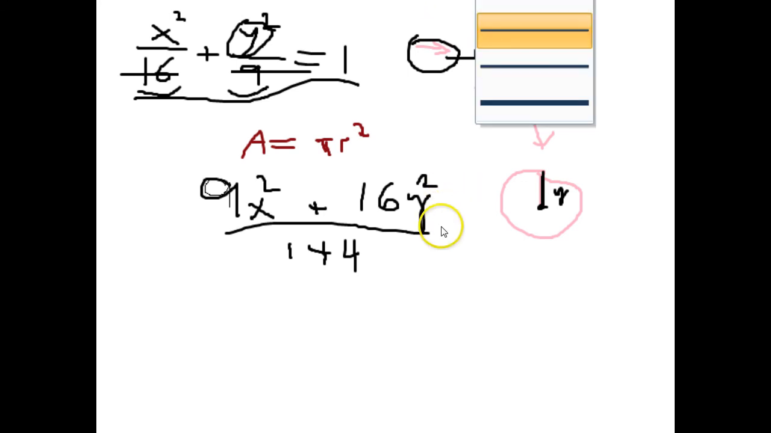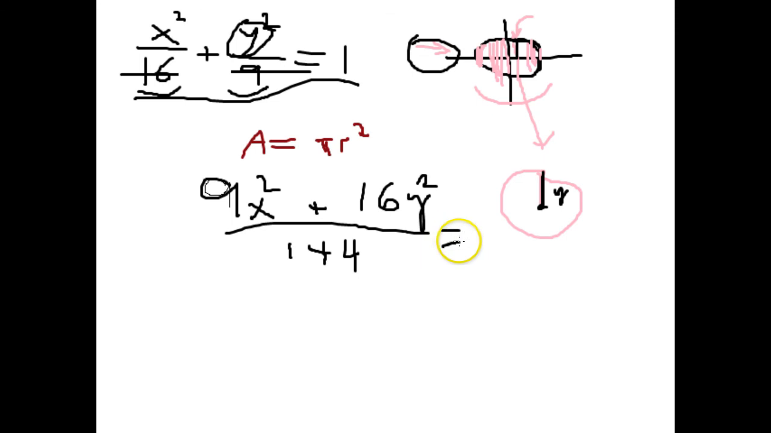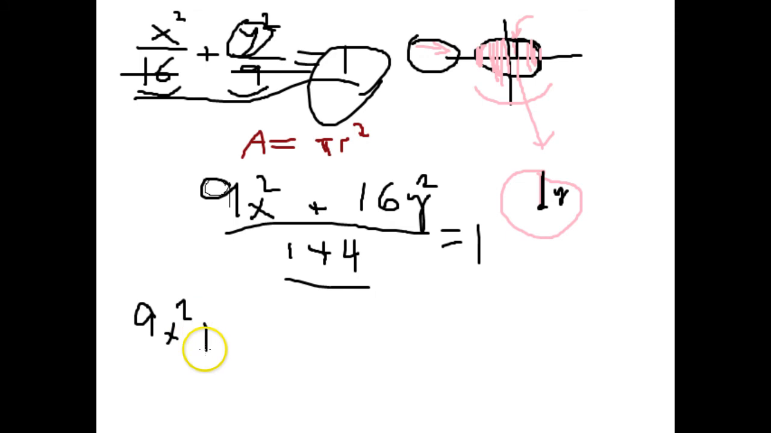Brush, back to the regular size. So that equals 1, because 1 is over here. All right. Now I can multiply both sides by 144, and that gives me 9x squared plus 16y squared equals, what's 144 times 1? Just joking. 144. Okay. Now I'm going to solve this for y. To solve this for y, of course I subtract 9x squared on both sides.